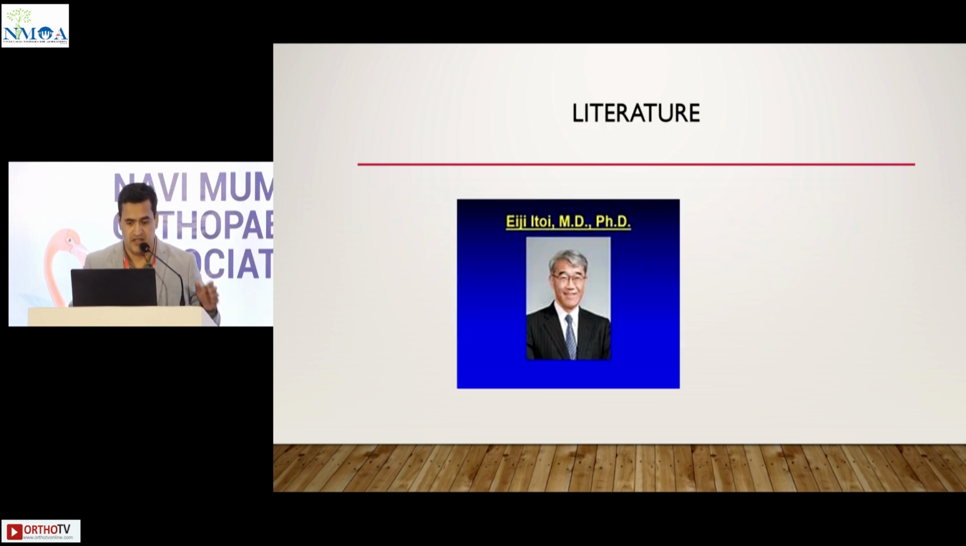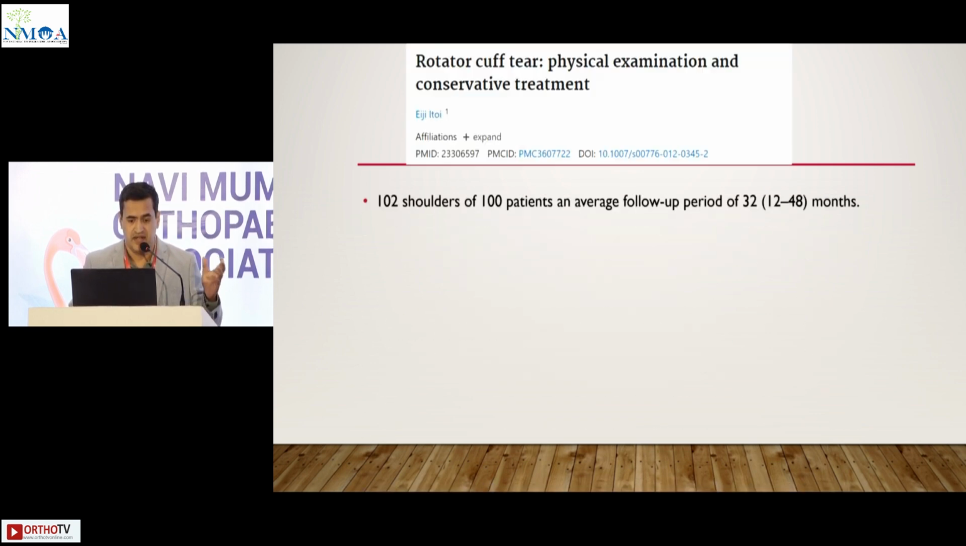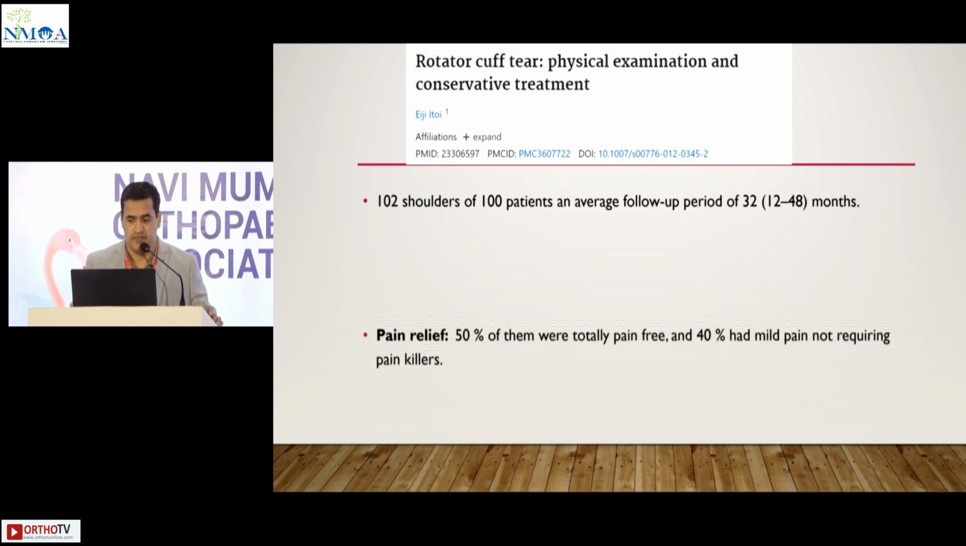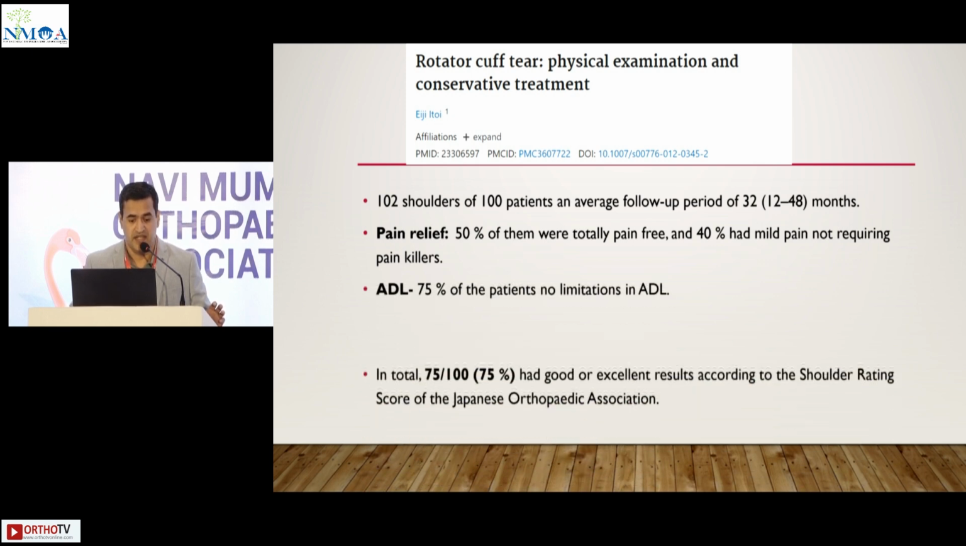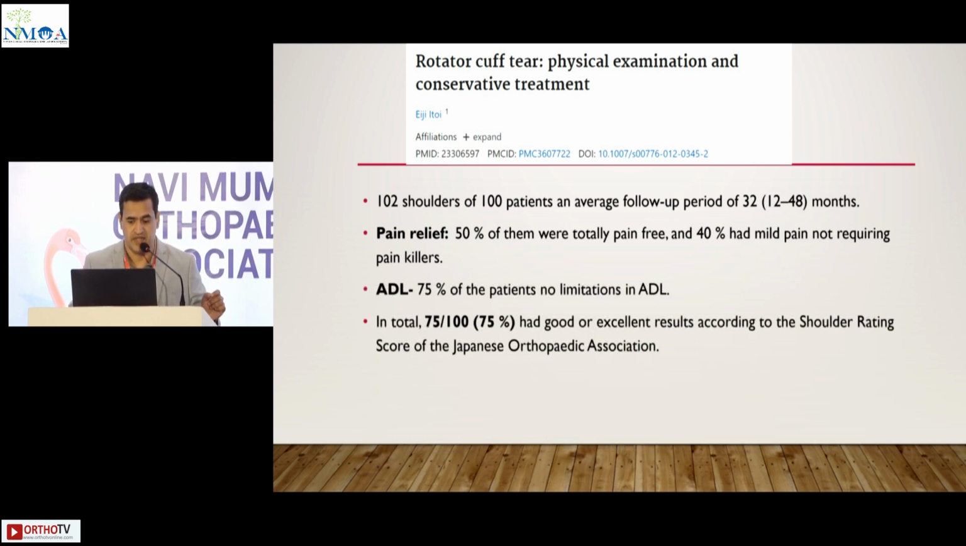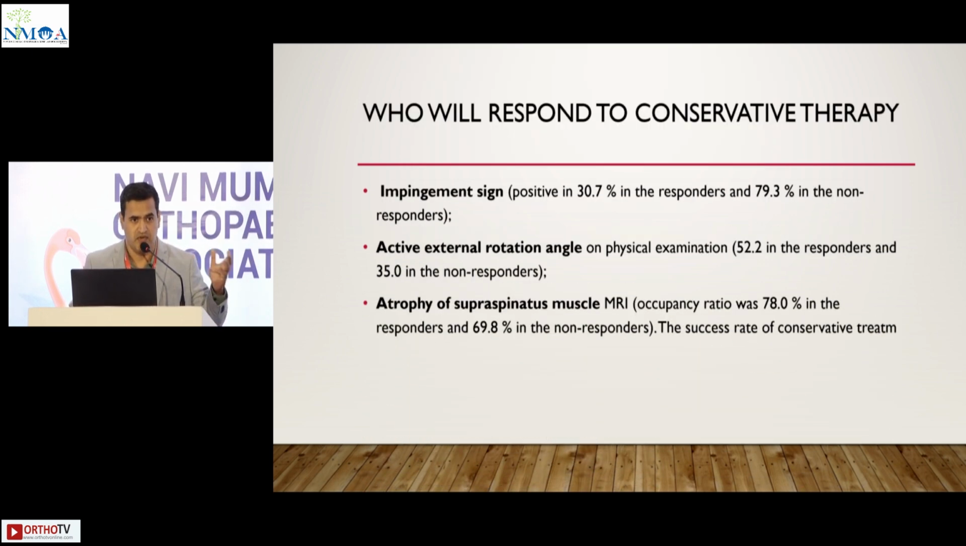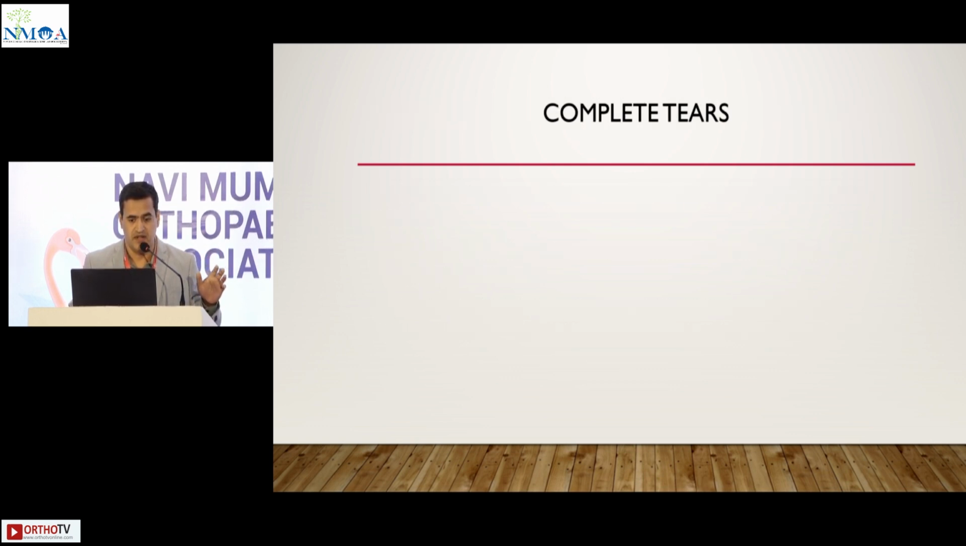Now, again, Sharmaji told this. Ito is a Japanese surgeon who is a pioneer in shoulder surgery. He conducted a trial of 102 shoulders in 100 patients undergoing conservative therapy for a period of 32 months. And surprisingly, the success rate was 75%. And this was for both partial and complete tears. So who will respond? The patients who have an impingement sign, maintained active external rotation and lesser fatty atrophy. These people will respond to conservative therapy.